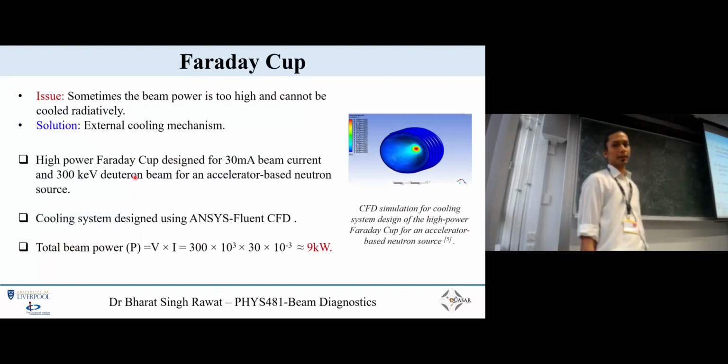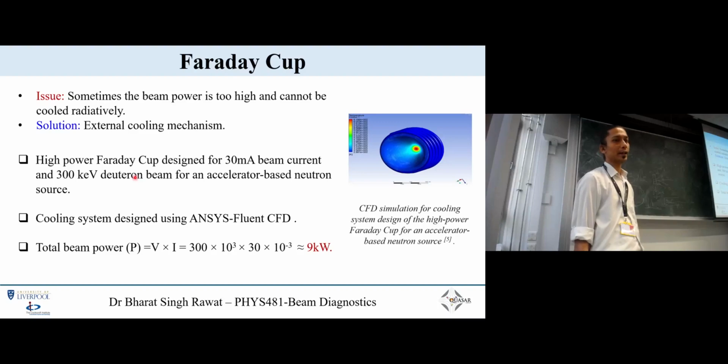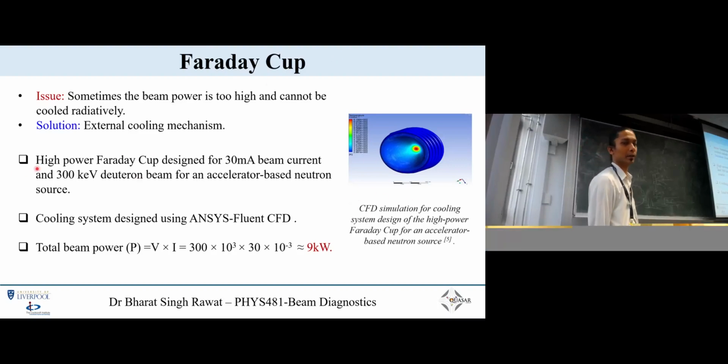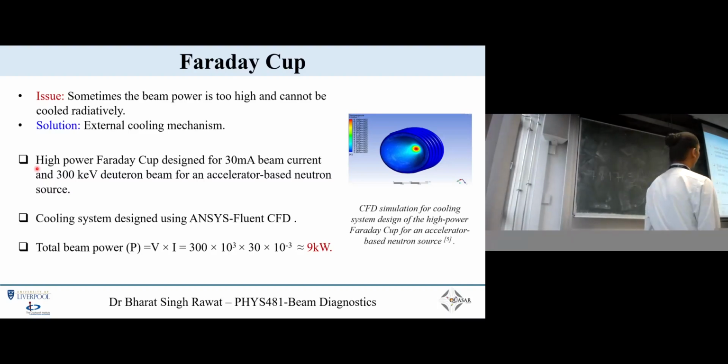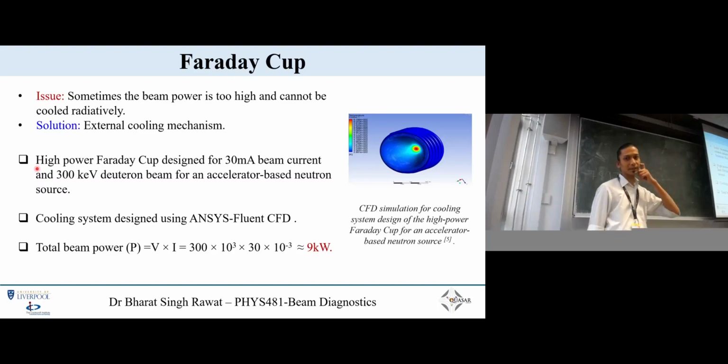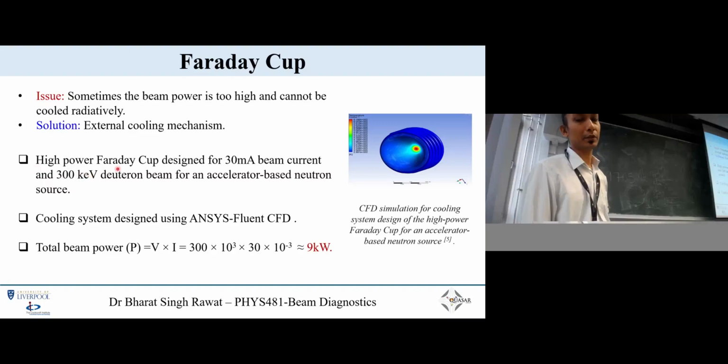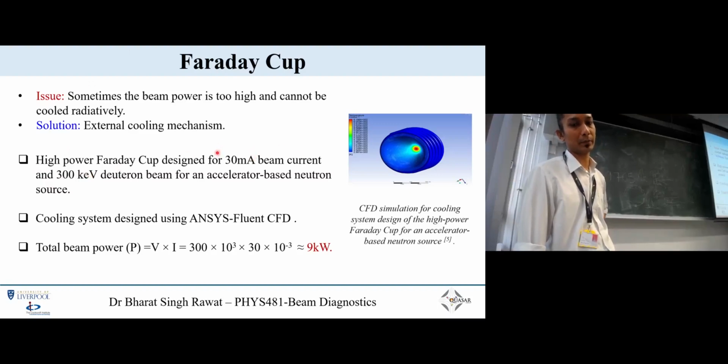Another challenging part is when you go to very high energies and high powers. Let's say this is an example from one of my own works, a Faraday cup which I designed for a neutron beam for an accelerator-based neutron source. In this case, the requirements were very stringent. We needed a 300 kV beam and 30 milliampere of beam current. If you estimate total power based just on this energy and current, it's around 9 kilowatt, which is very high for such a small size.